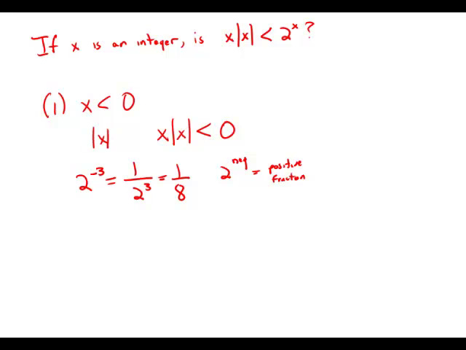So we don't know what 2 to the x would be, but we can definitely say that 2 to the x would be greater than 0. It would definitely be positive, although it would be a fraction smaller than 1.